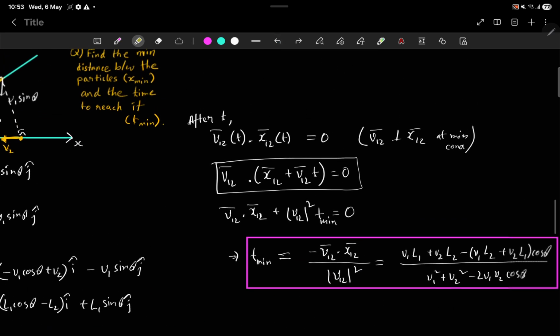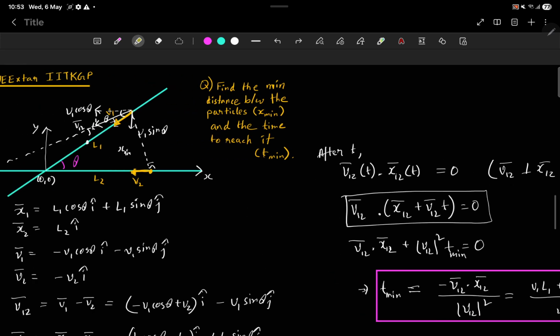Now let us calculate the first. So understand the thing. After a time t, what will happen if we are seeing this from particle 2? I am seeing relative to particle 2, so this particle 2 will be at rest, but particle 1 will move along the direction of relative velocity. So after a time t, a point of time will come when I will have the minimum distance between these two particles.